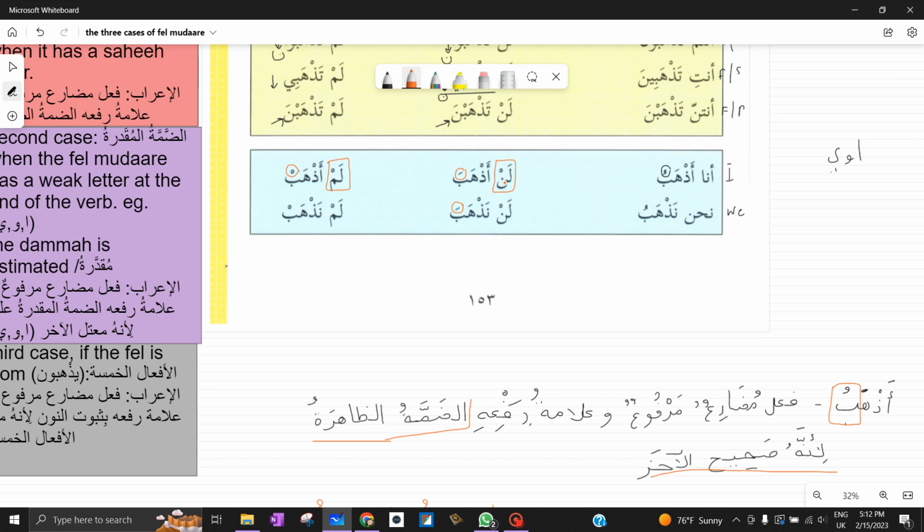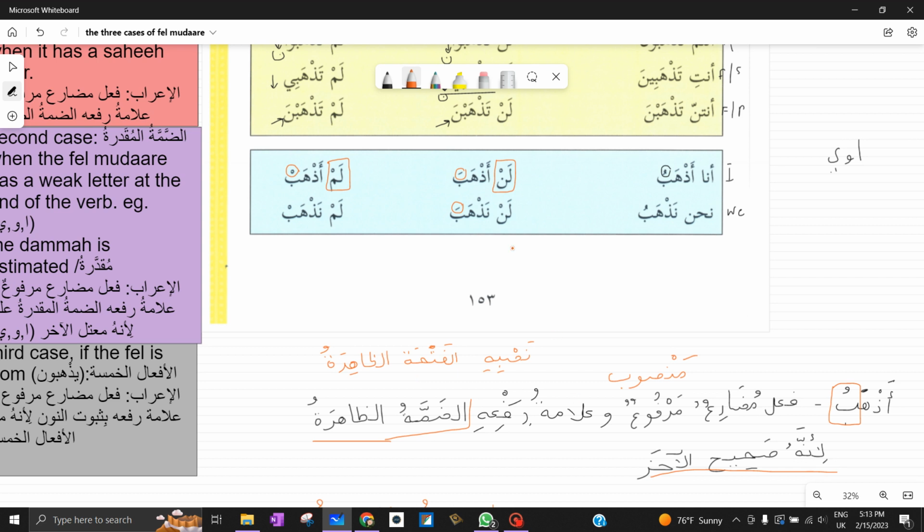Now how will you do your i'rab if it is mansoob? It is the same sentence, fi'l mudari'. You will not write marfu' but instead mansoob. The only difference is that it will be mansoob. Wa alamatu nasbihi al-fathatu. Because it is zahira, you will write al-fathatu az-zahira.